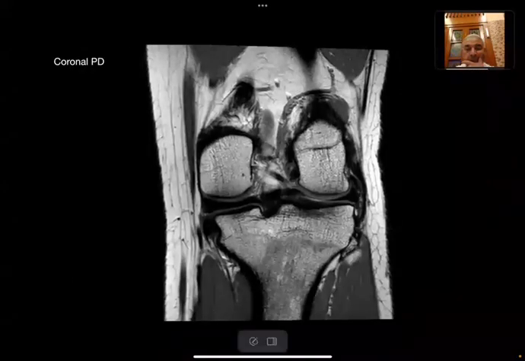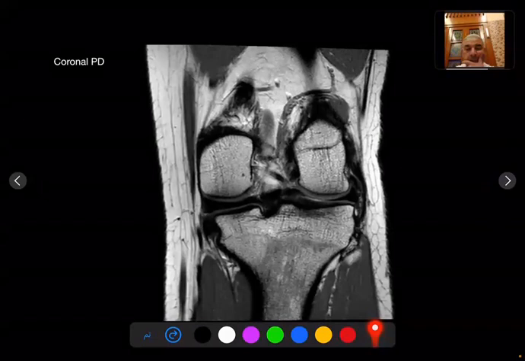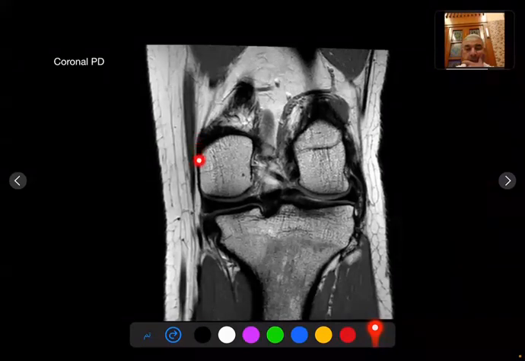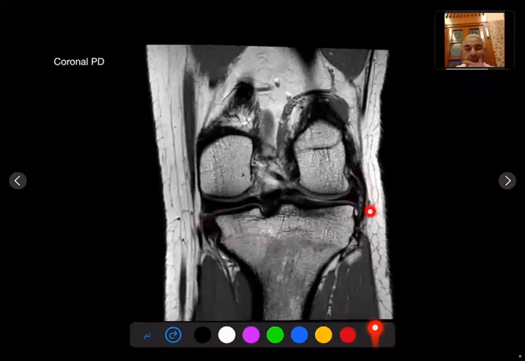And this is a coronal proton density image demonstrating the attachment of the menisci to the medial and lateral condyle. This is the medial aspect of the knee, and this is the lateral. The medial meniscus is closely attached to the medial collateral ligament, while the lateral meniscus is separated from the lateral collateral ligament by the popliteal tendon.